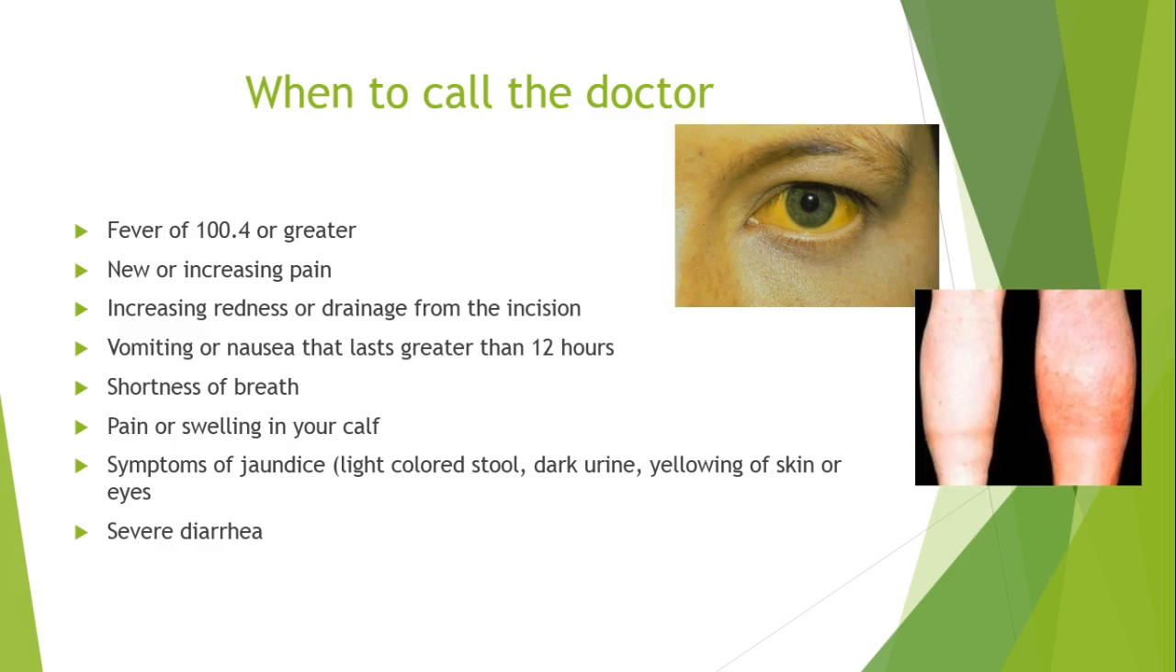If you have nausea or vomiting that lasts greater than 12 hours, if you're experiencing any shortness of breath, if you're having any pain or swelling in your calf, you're looking for a DVT, which you can see right here in this picture. You see that redness, that swelling in this calf. That's what you'd be looking for with a DVT. Symptoms of jaundice include light-colored stool, dark urine, and yellowing of skin or eyes, which you can see wonderfully up here. This is the perfect example of jaundice. And you can also experience severe diarrhea.